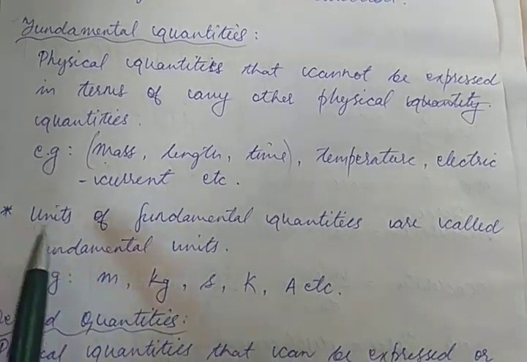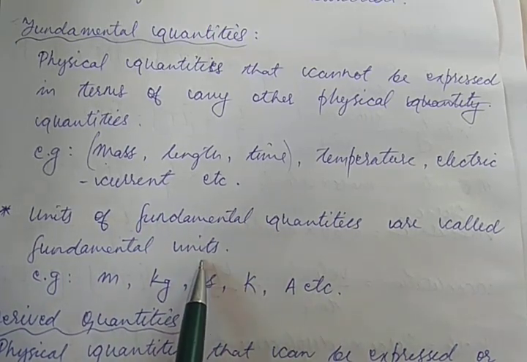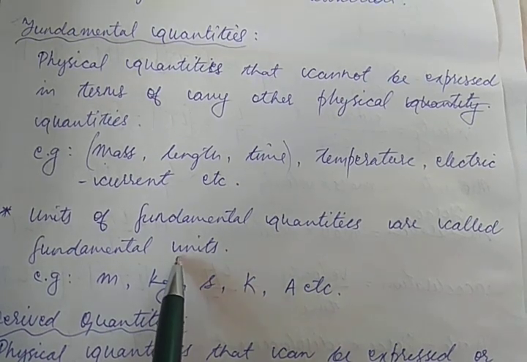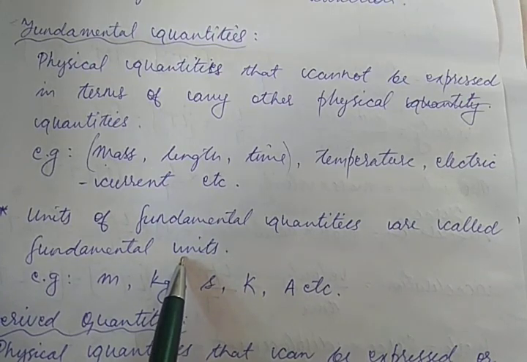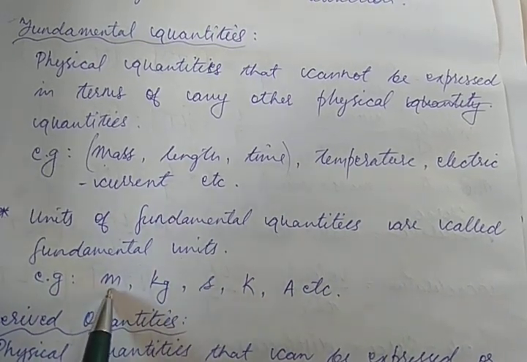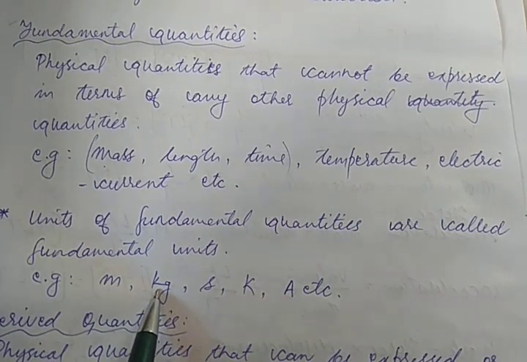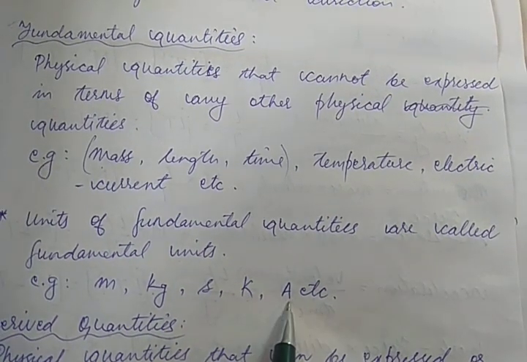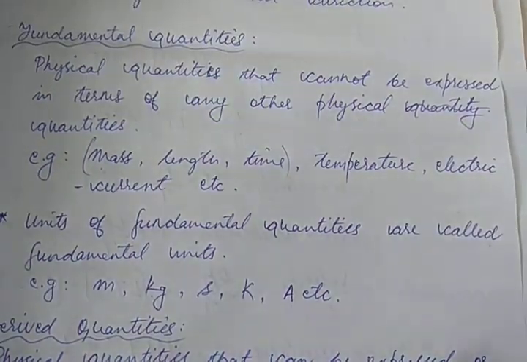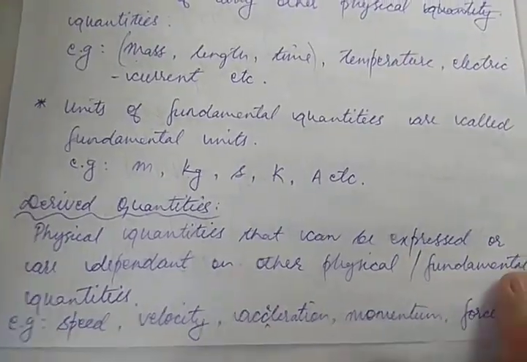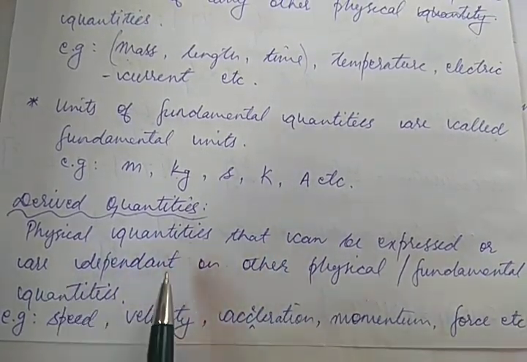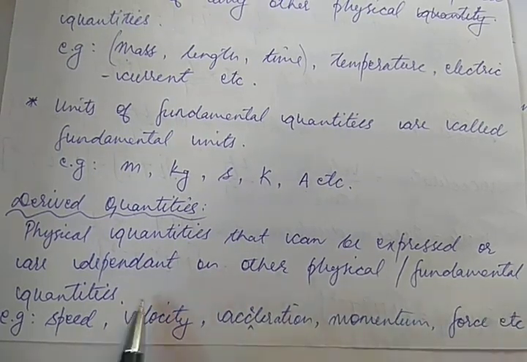Units of fundamental quantities are called fundamental units. All physical quantities have units; they need units to be measured. For example, meter is the unit of length, kilogram is the unit of mass, second is the unit of time, Kelvin is the unit of temperature, and ampere, denoted by a capital A, is the unit of current. Then we have derived quantities: physical quantities that can be expressed in terms of, or are dependent on, other physical or fundamental quantities.